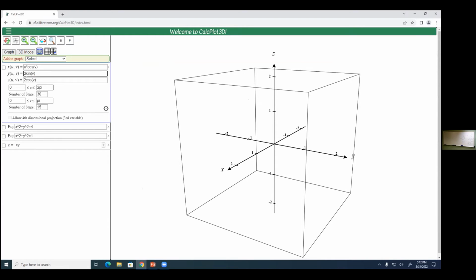We'll have U times sine of V. So U is the radius, V is theta, and U. All right, that's our parameterization. We said it was going to have a radius of 1, and then 0 to 2 pi is what makes it go all the way around. And there is our cone.